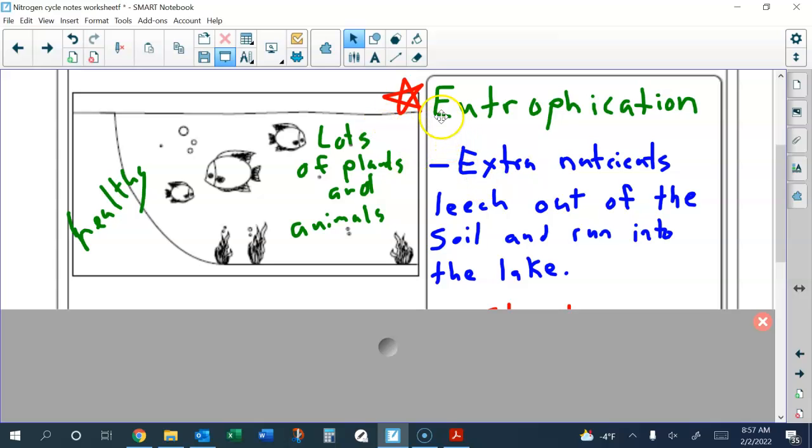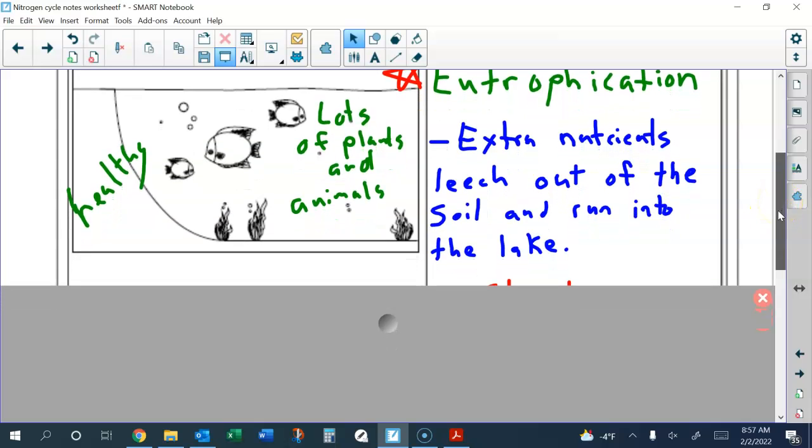Okay. And then we have this thing happen called eutrophication. So big fancy word. What that fancy word means is extra nutrients leach out of the soil and run into the lake. Leach means like drip out. Okay, so the soil's full of extra nitrogen, and then we get a big rainstorm, and the rain carries the nitrogen into the lake. Okay, now a little bit of nitrogen is good. These guys all need a little nitrogen. But too much is going to be a problem.